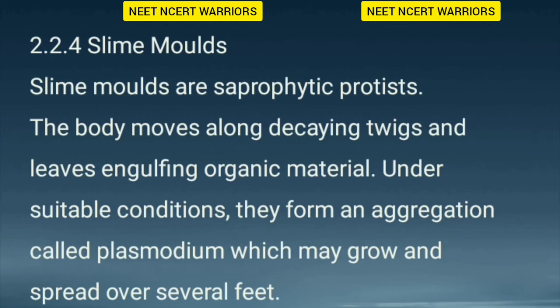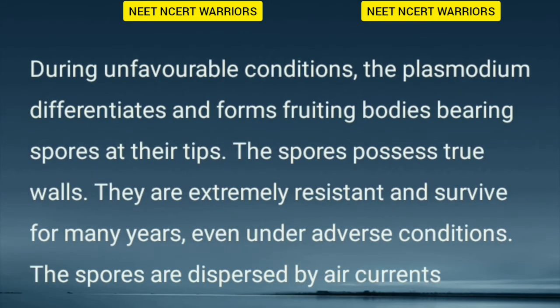Topic: Slime molds. Slime molds are saprophytic protists. The body moves along decaying twigs and leaves, engulfing organic material. Under suitable conditions, they form an aggregation called plasmodium, which may grow and spread over several feet. During unfavorable conditions, the plasmodium differentiates and forms fruiting bodies bearing spores at their tips.